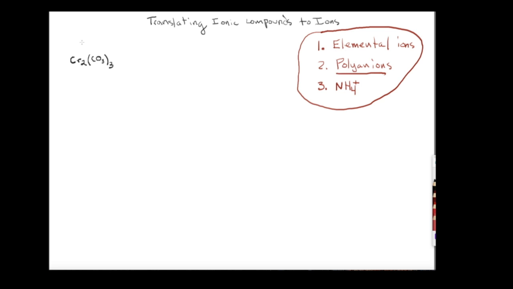So here is an ionic compound, and the question is, if we're going to write a precipitation equation and we have to write a net ionic equation, for example, you have no choice. You're going to have to translate this into ions. And the question is, how do we do that? Because the chromium is a transition metal, right? And the problem with transition metals is they can have more than one kind of charge on them. All right, so how do we figure out what the charge is on this?